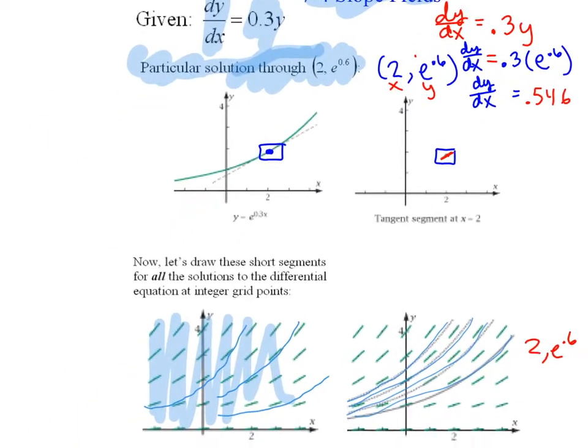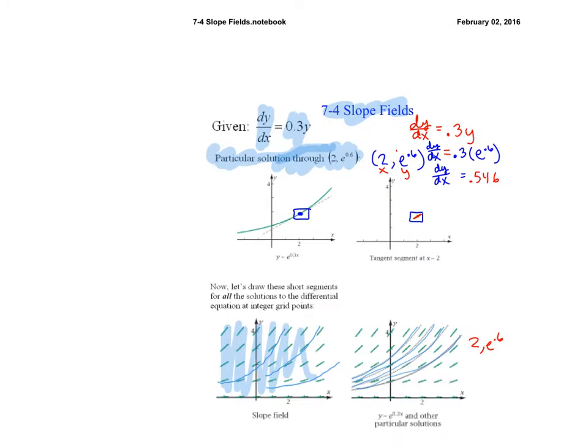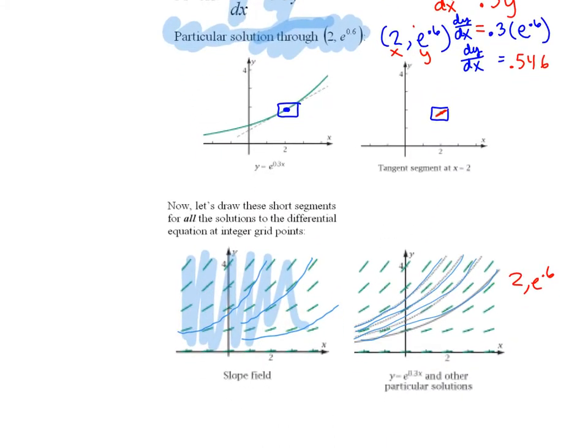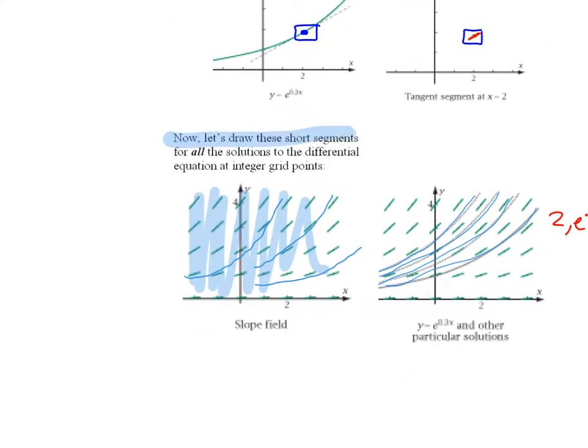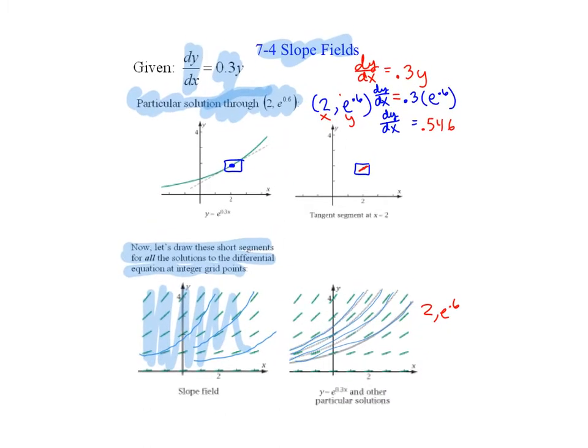Why are we only finding the slope, given that particular solution? Now let's draw these short segments for all the solutions to the differential equation. Okay, I don't really see the question here. Alright, for some reason they were only interested in that particular slope. So at x equals 2 and e^0.6, we had this slope, which is very true. Okay, so that was that.